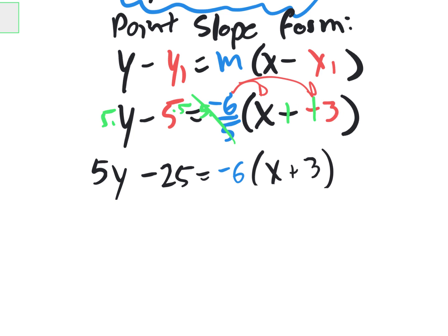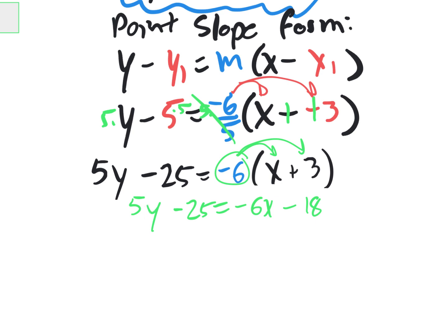All right, so now we're going to get rid of the parentheses and get y by itself, and we'll be done. So getting rid of the parentheses, distribute. Negative 6 times x, negative 6x. Negative 6 times 3 is negative 18. Bring down the equal sign. Bring down the 5y and the minus 25. We have an equation with no parentheses. That's great. All we need to do now is get the y by itself.